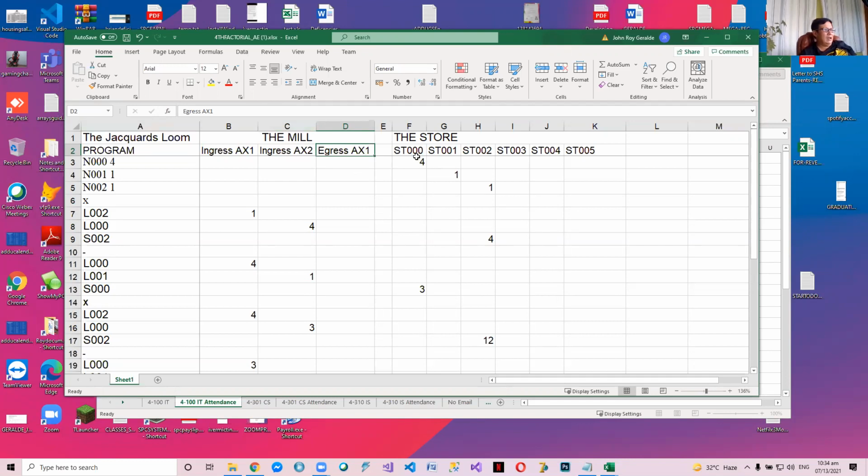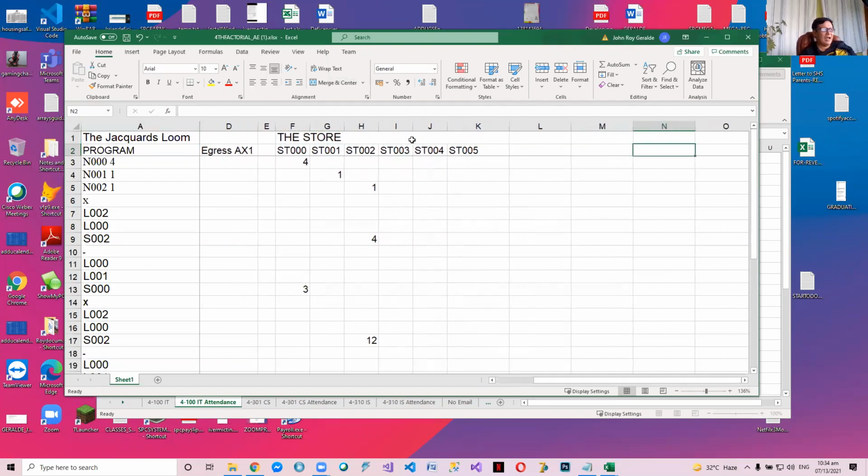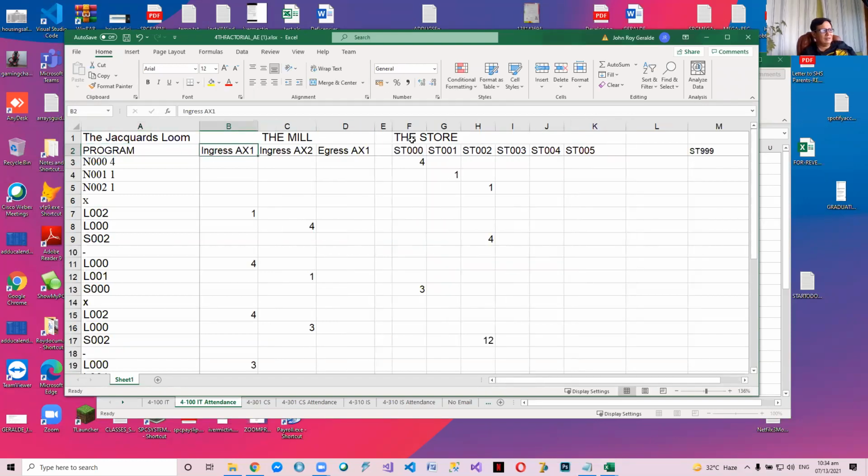Okay. And then there's the store. The store is 1,000 addresses. It starts from ST000 and it ends with ST999. There are 1,000 of them. Do you follow? Because that's the design of the horizontal. Do you follow? This is like the memory.